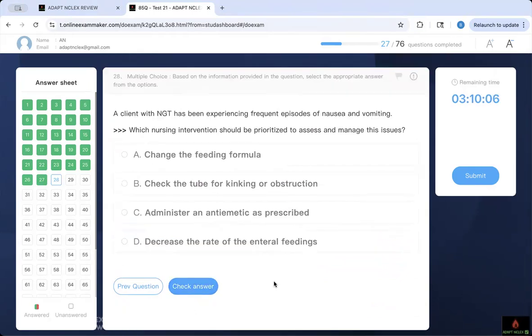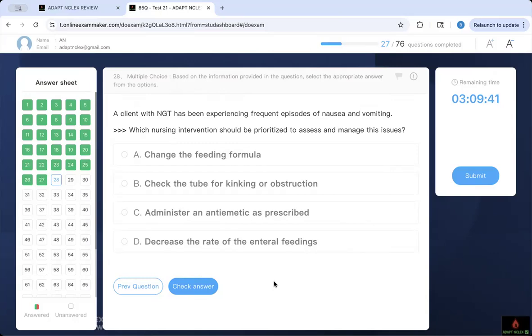Question 38. A client with an NG tube has been experiencing frequent episodes of nausea and vomiting. Which nursing intervention should be prioritized to assess and manage this issue? The key thing is the NG tube with episodes of nausea and vomiting. If you have an NG tube, you should have no nausea and vomiting. Something is wrong. Check the tube feeding formula.